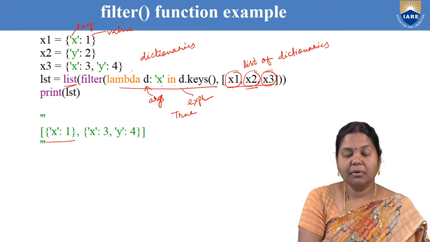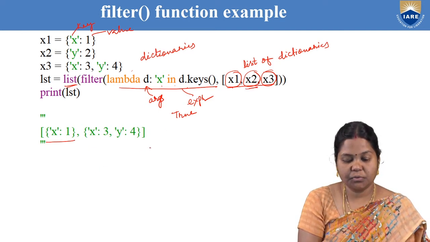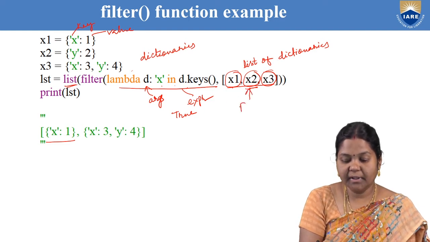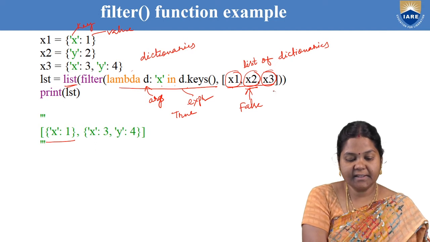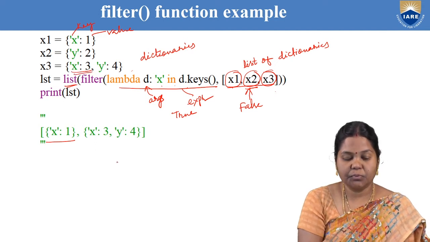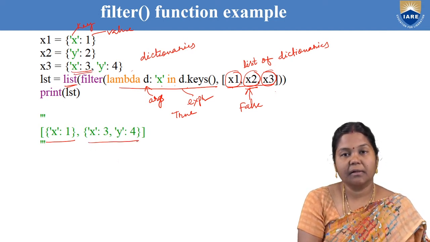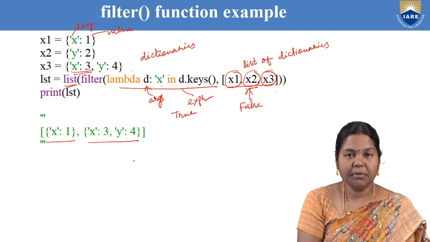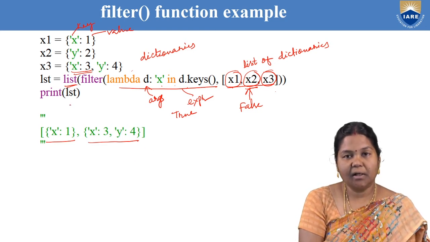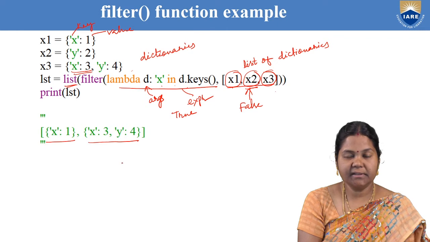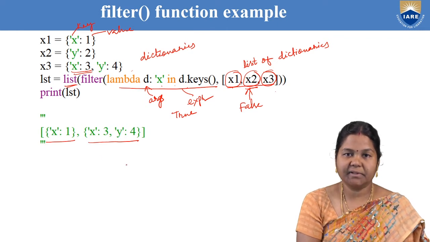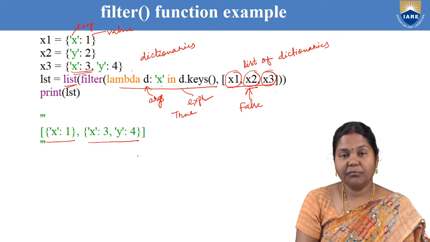In x2, the key x is not present, so it will return false. For x3, x is the key that is available, so it will return that particular dictionary and store it into a list. Finally, the output is a list of dictionaries where x is the key present, so it filters out the rest.